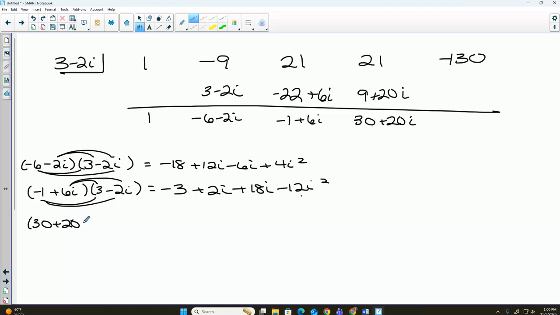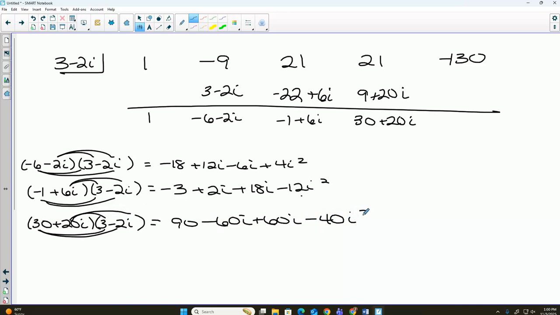So we have 30 plus 20i times 3 minus 2i. If we FOIL, we get 90 minus 60i plus 60i minus 40i squared. 60i's cancel, negative 40i squared is positive 40 plus 90 is 130, and we get our 0. Okay, that's the hard part of the problem.